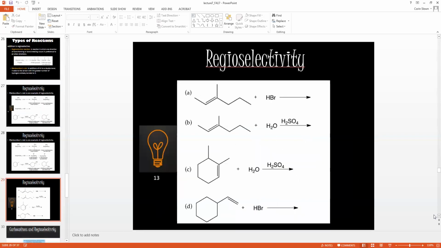Here's our opportunity to make sense of Markovnikov's rule with a little bit more practice. So there are 4 examples for you here. And again, you can check your light bulb sheet to determine whether or not your predicted products are correct. I'll also include the mechanisms for those reactions as well.